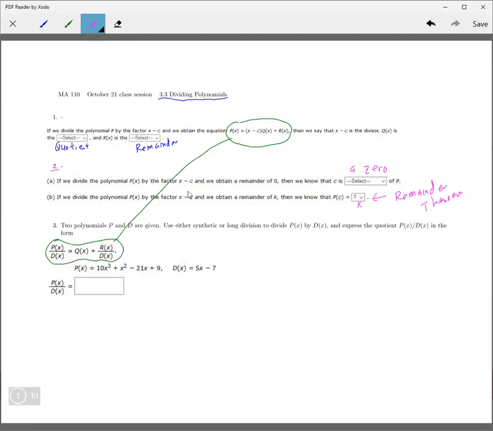So basically, if you divide by x minus c, you're going to get a number for the remainder, and that number will be equal to p of c, as you just plug the value into the function. And the reason for that is from here. So if you want a justification, then you can go to here.